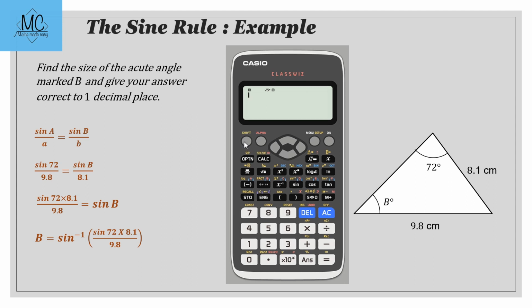So here in my calculator I use the inverse of sin, which is sin minus 1, in brackets sin 72 times 8.1 divided by 9.8, bracket close, and then equals. So here you find the answer, and first you need to write the same answer and then round to 1 decimal place, which is 51.8 degrees to 1 decimal place.